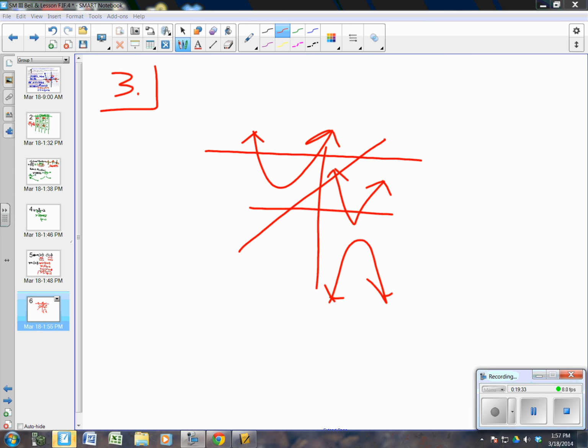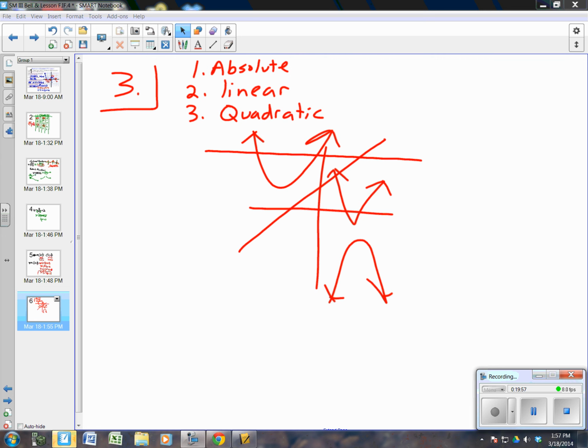I'm going to change the instructions list. I want you to come up with 3 or 4 equations. I want one absolute value function. I want a linear. I want a quadratic. There's only one way you can make linear equations all positive. I drew a picture of it up here. So that's one problem, okay?